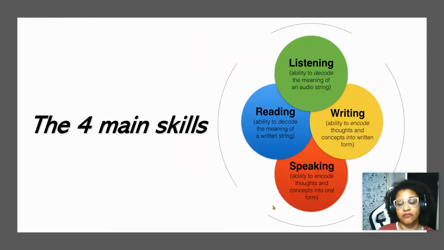So here we go. Four main skills: listening, ability to decode the meaning of an audio string; reading, ability to decode the meaning of a written string; writing, the ability to encode thoughts and concepts into written form; and speaking, ability to encode thoughts and concepts into oral form. So those are the four skills. And Brazilian students usually struggle the most with the speaking part. But it's the part they care about the most as well.